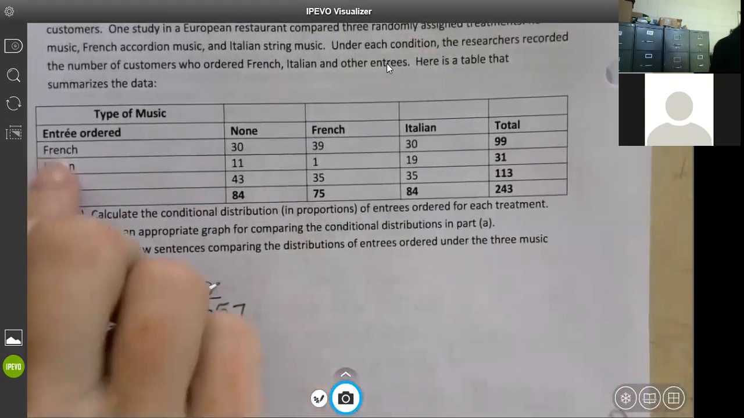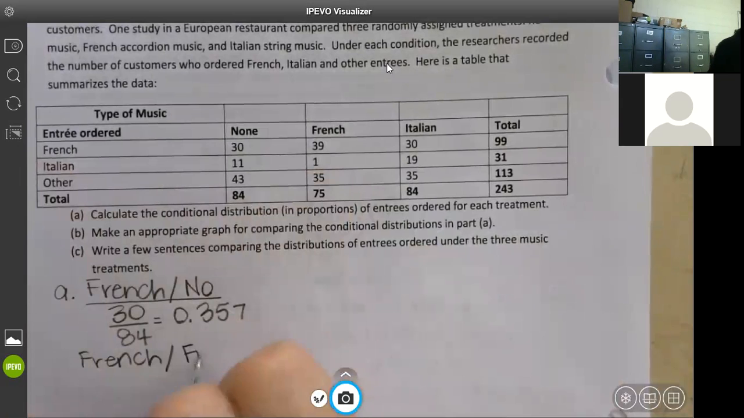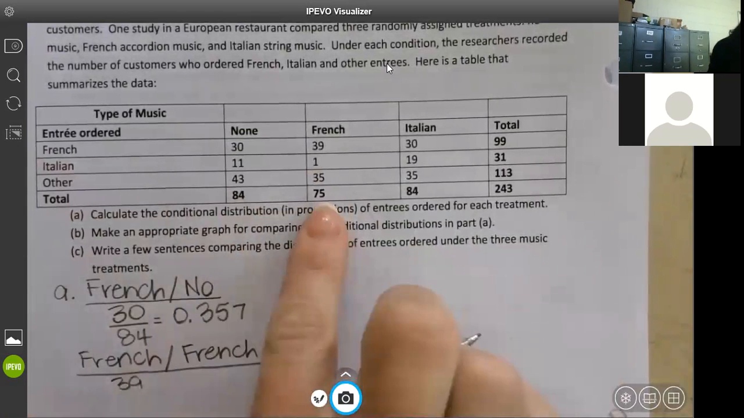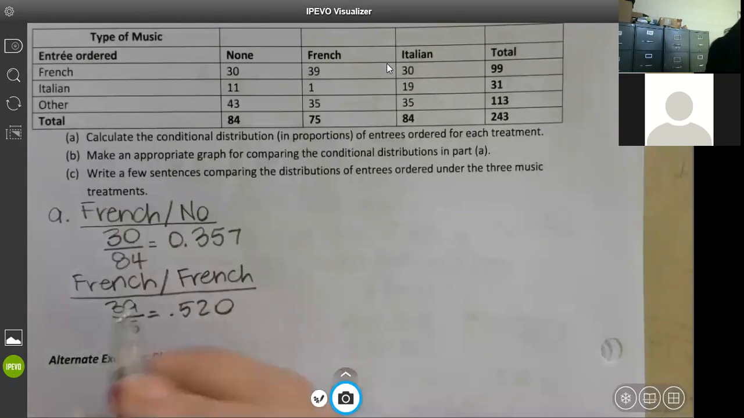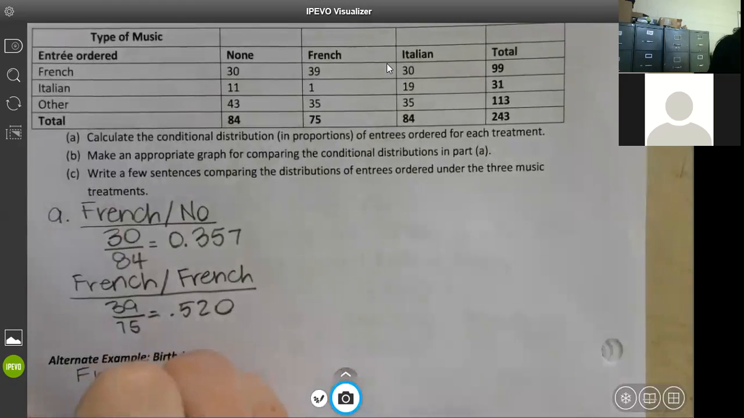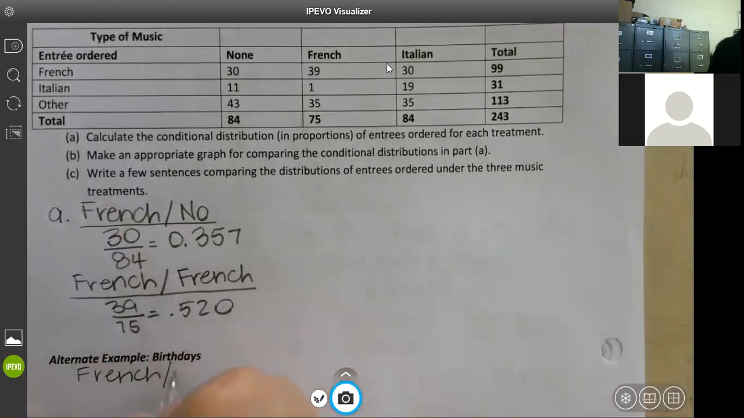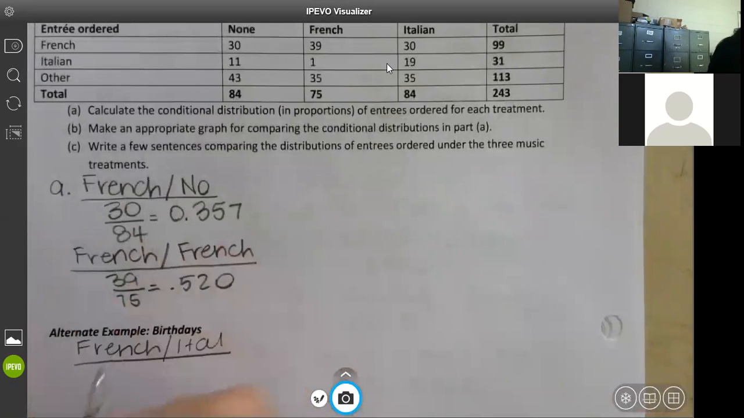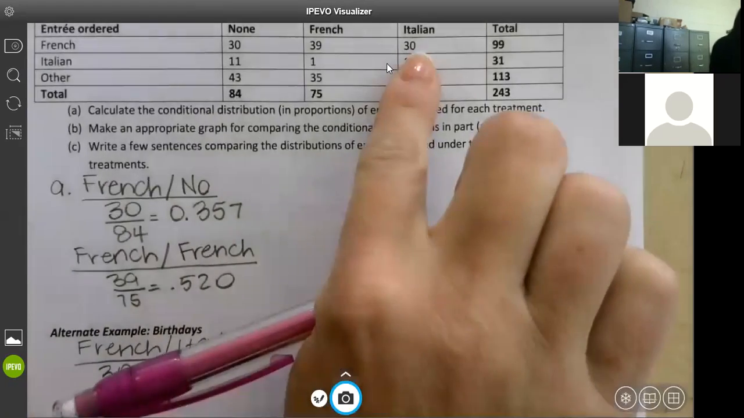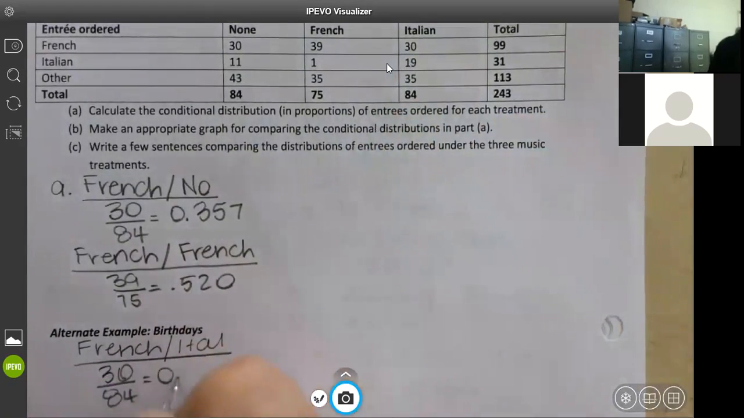Keep going across. French entree with French music is 39 over the total, which would be 75, which gives you 0.520. And the last one in this category is French entree and Italian music. And if you need to write that this is the entree and this is the music, that's fine. Which has 30 over 84 again. So 30 here over the total 84, which is 0.357.